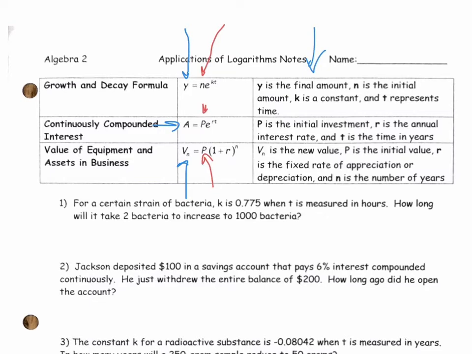e is e. We talked about e when we did natural logs. k is a constant, so it will either be given to you or we would have to find it. t is time. r is an interest rate, and if you remember, r is written as a decimal. Okay, let's go ahead and get started.